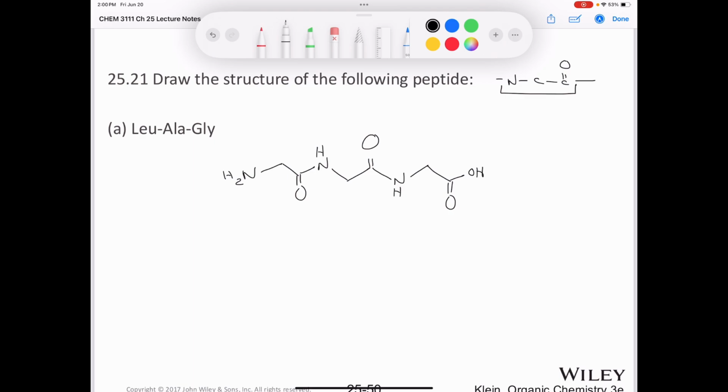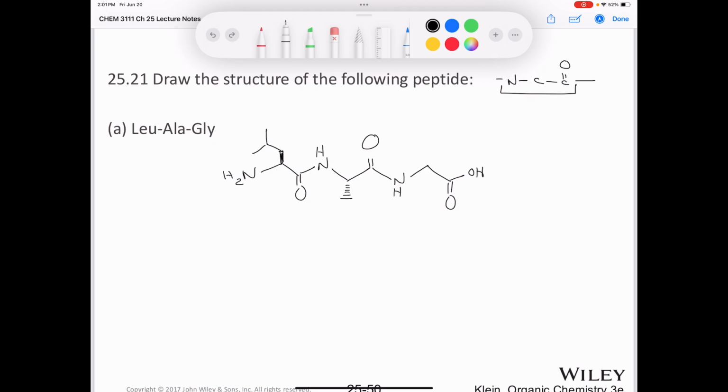And if the bond is pointing up, you make it a wedge. And if it's pointing down, you make it a dash like that. So we're going to put our isobutyl up here for our leucine. Then for our alanine, it's just a methyl group, so we'll just leave it like that. And then glycine, remember glycine is achiral, right? It's just two hydrogen atoms that are here, so we leave those out.